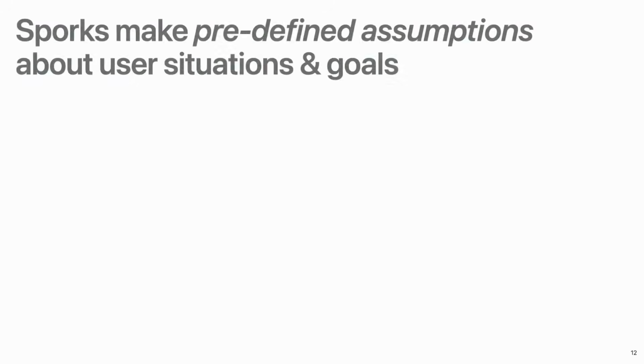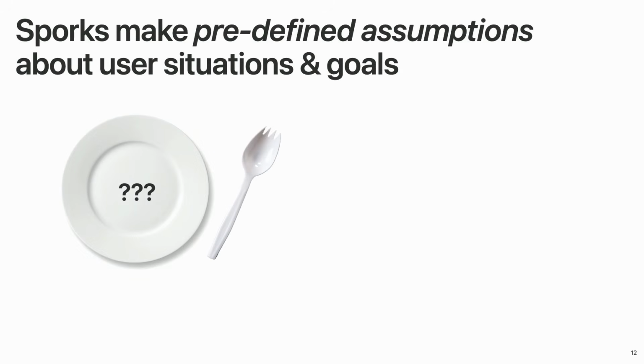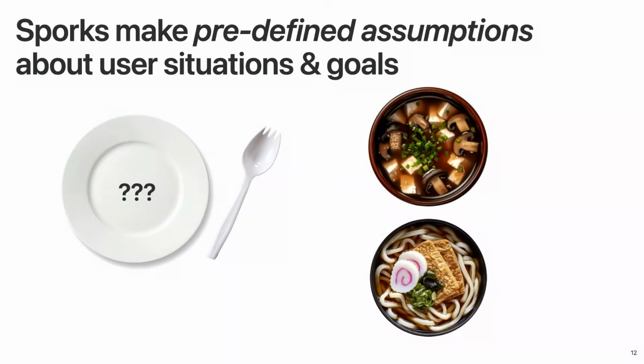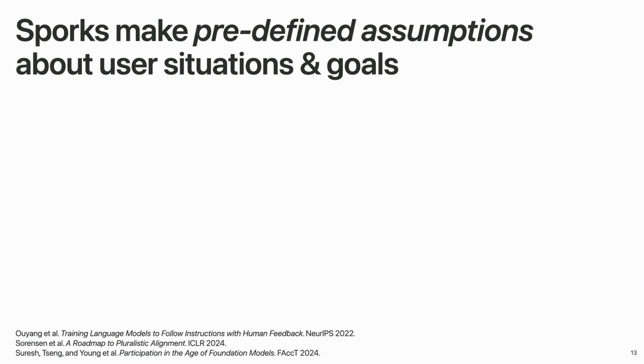But if sporks are so bad, why do we have them in the first place? Well, sporks can be a good thing. They're great for when we don't know the user's situation and goals, and we kind of have to make an assumption. Like if we're camping or we can only bring one utensil, sporks are great for that. But if I have my plate in front of me, I'd much rather have a spoon if it's soup or chopsticks if it's noodles.